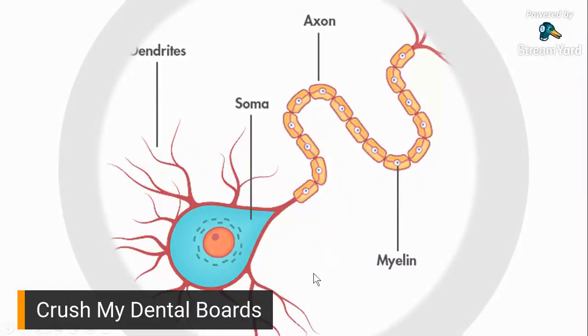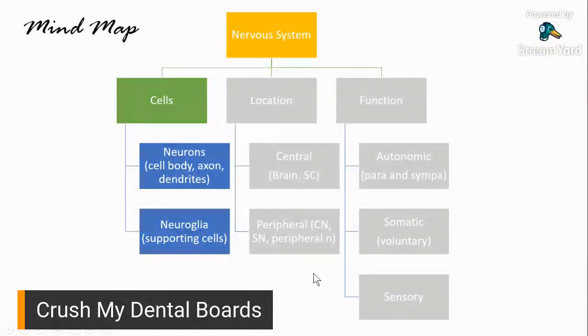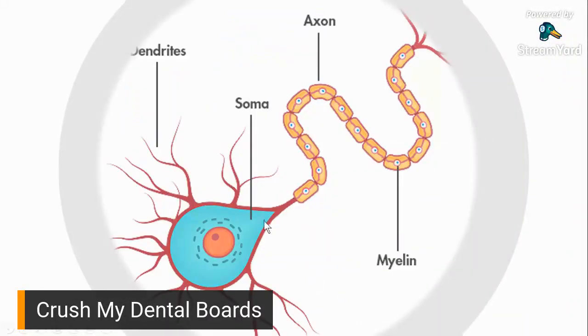So we talked about cells, neurons. And you know that this is the neuron. So you have your cell body right here, and then you know that you have dendrites and an axon. So those are the three main parts of a neuron: your dendrites, your cell body, and your axon.